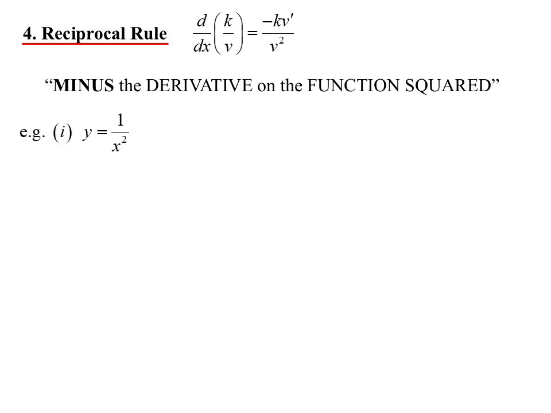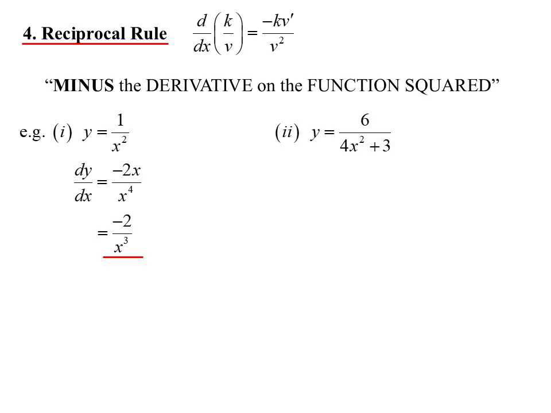Okay, sure, I could change this to x to the power of negative 2 and do it that way. But using this as an example of our reciprocal rule, all I'm going to do is go minus the derivative on the function squared. Well, the derivative of x squared is 2x, so minus the derivative on the function squared, square x squared, I'll get x to the 4. There's my answer, although x will cancel, I've got minus 2 on x cubed.